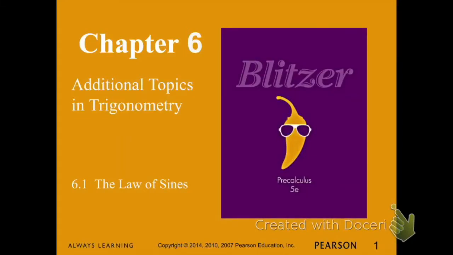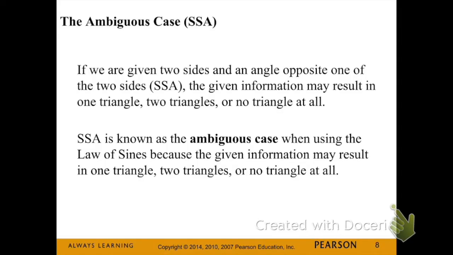Section 6.1, the law of sines, part 2 of our notes. The next thing we need to talk about is the ambiguous case.